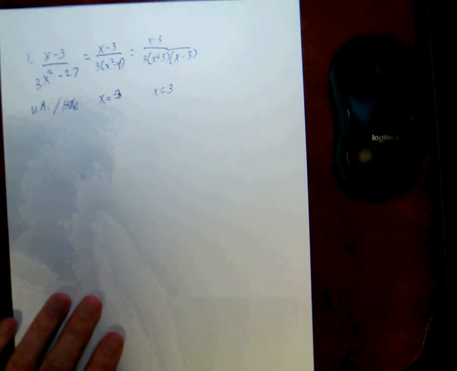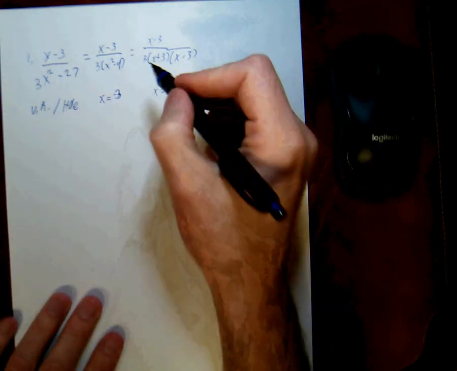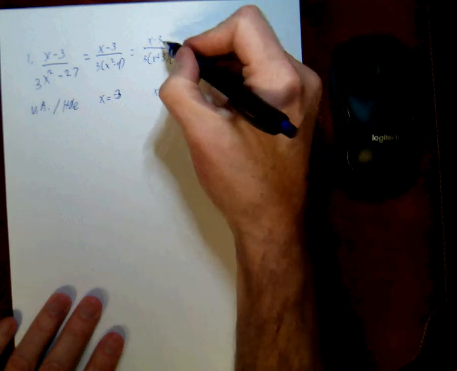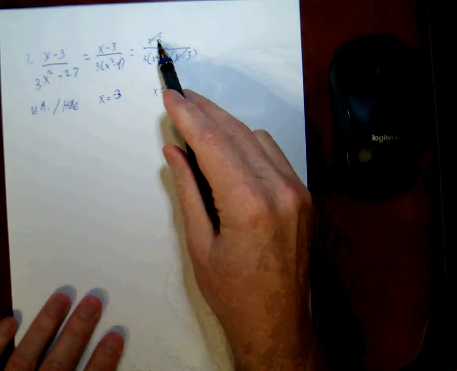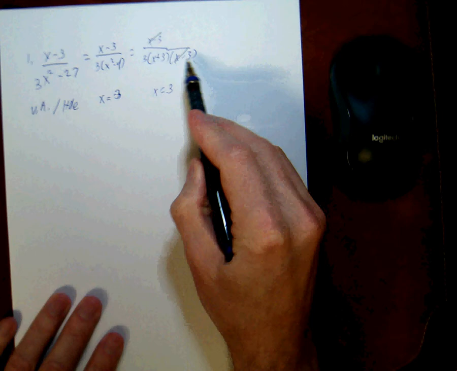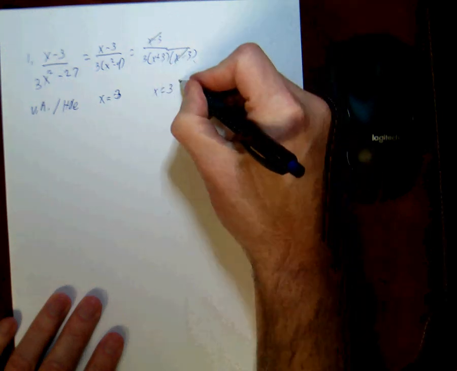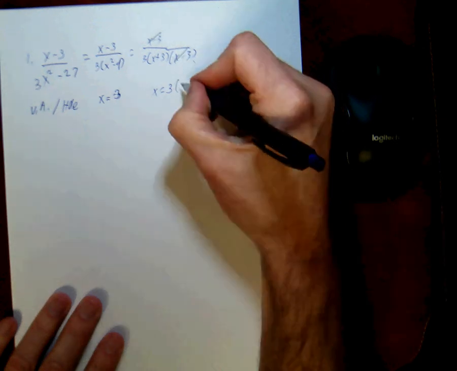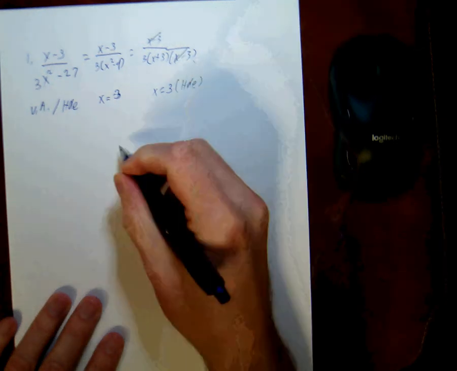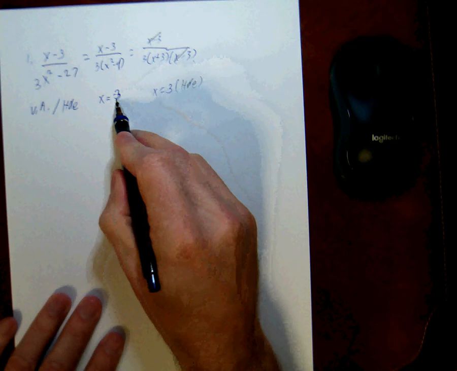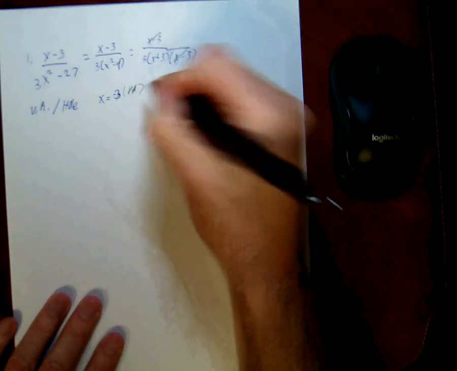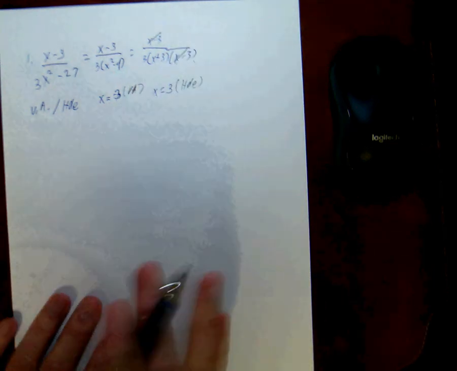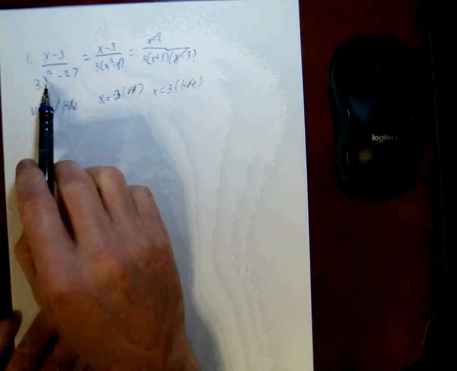Is it going to be a vertical asymptote or a hole? Well, how you decide is if it canceled. Notice that x minus 3 canceled that x minus 3. If something cancels, that means whatever x was part of the thing that caused it to cancel, this is a hole. If it doesn't cancel, it's a vertical asymptote.